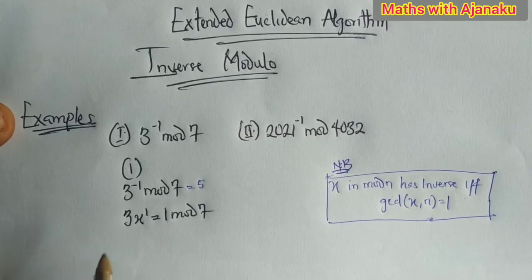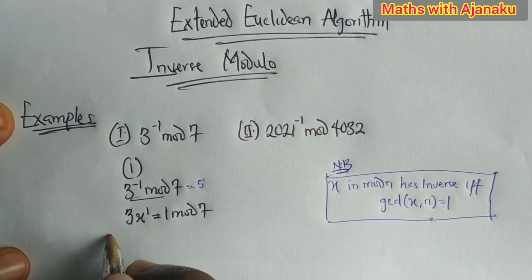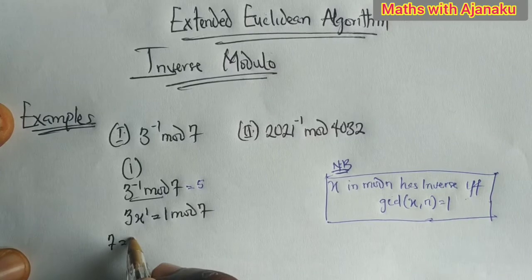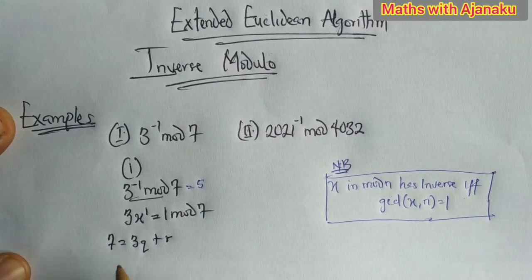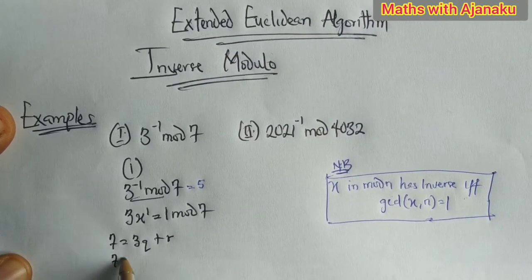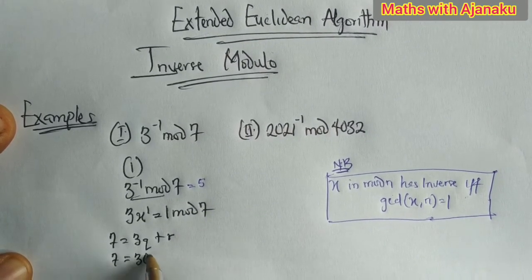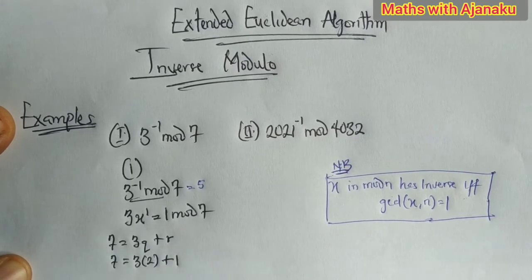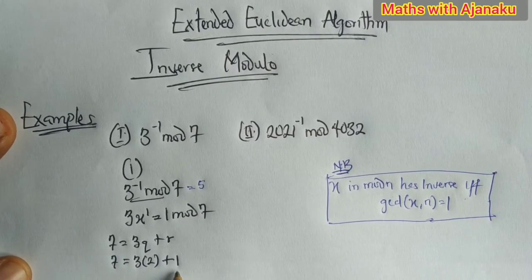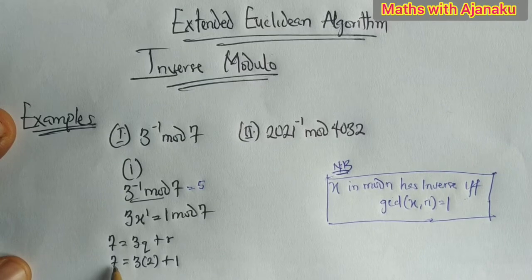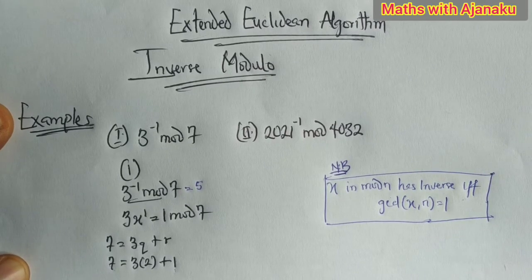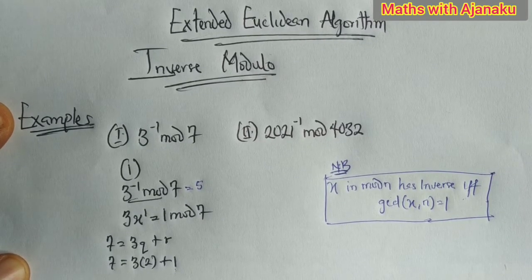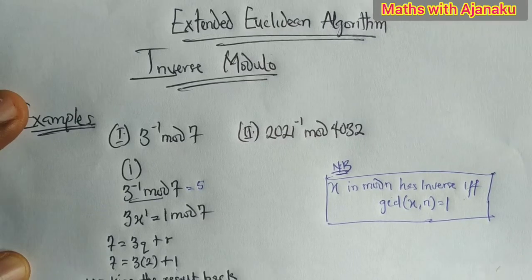By Euclid, this can be interpreted as 7 is equal to 3 times some q plus some r, and if we keep on solving that, 7 can be written as 3 times 2 plus 1. This one is telling us that the GCD of these two numbers is 1. And when we get to this point in this style of solving the inverse, we start solving backward.